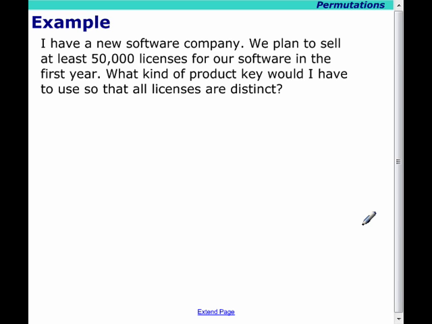Here's another question. I have a new software company, plan to sell at least 50,000 licenses for software. What kind of product key would I have to use so that all licenses were distinct? Okay, well, usually license keys have letters or numbers in them. Let's just see how many. So say I had 3 numbers. So I'm going to put a number here, a number there, a number there. So this event, there could be 10 numbers. I could reuse a number, so I can put 10 there, and I can put 10 there.